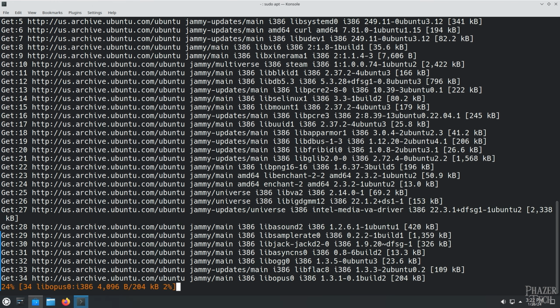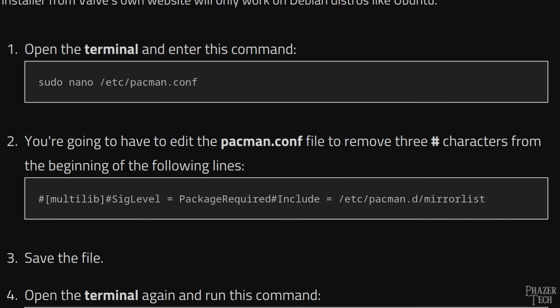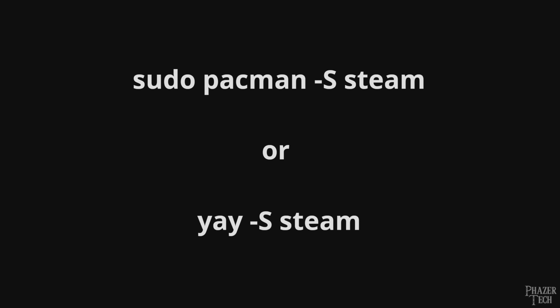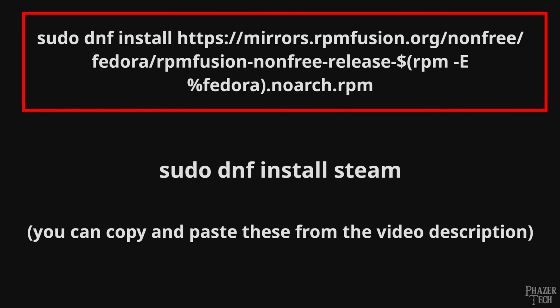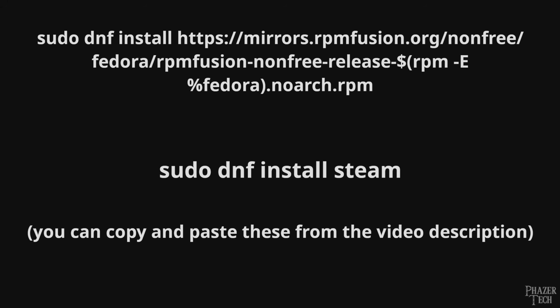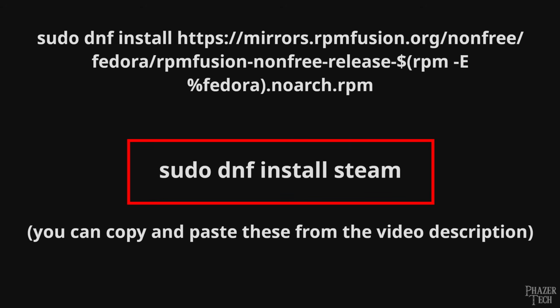Now, if you're running an Arch-based distro, you'll first need to enable the multilib repo by editing this file here and uncommenting the line for multilib. Then all you need to do is enter this command to install Steam. And if you're running a Fedora-based distro, you first need to enable the non-free repo by entering this command, and then you can install Steam with this command.